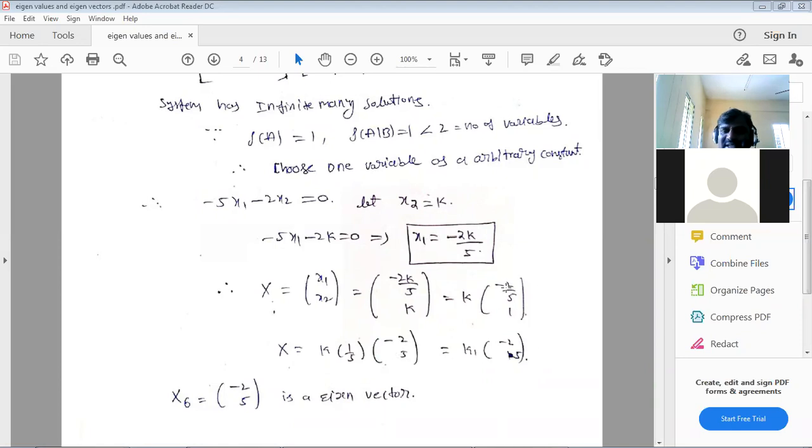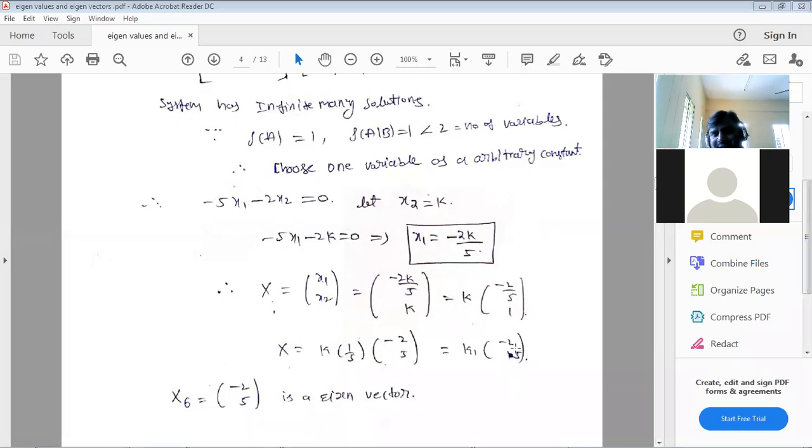Sometimes the textbook gives this one, sometimes it gives that one, not a problem. But you can check whether your method is correct from the answer. There are infinitely many solutions, of the form x1 equals k1 times (-2, 5).